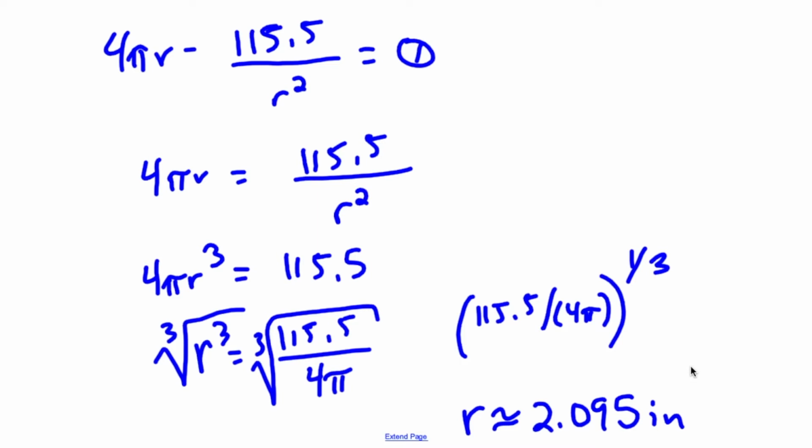So your radius is positive. I'm sorry, you would not have a plus or minus here because it's not a square root, it's a cube root. Let me back up for a second. The only way you would get a negative here is if this were a negative. So it's only the positive, 2.095 inches. So that is your radius.